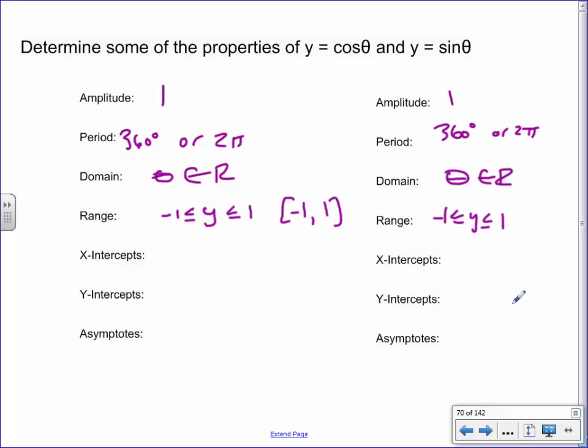Okay, now x-intercepts is a bit challenging. How many x-intercepts does this graph have? Well, it only has 2 that I can see, right? Look at the graph we made right here. There's definitely an x-intercept here and here. But there's also going to be one here, and if this graph keeps going, there'll be another one there. You know what I'm saying here? So this is why we need to introduce the concept of a general solution.